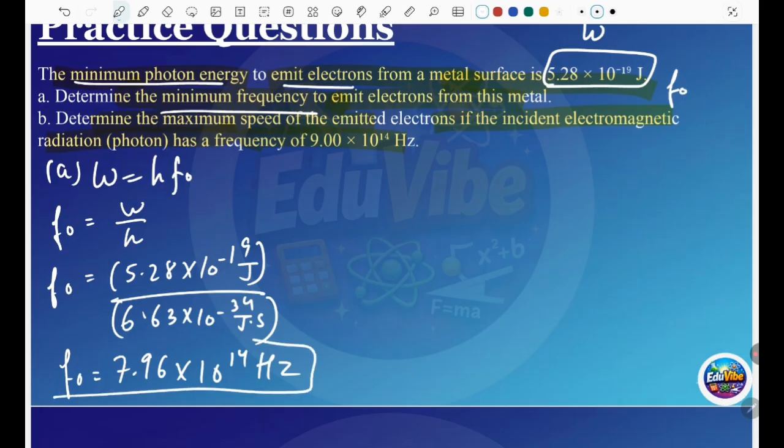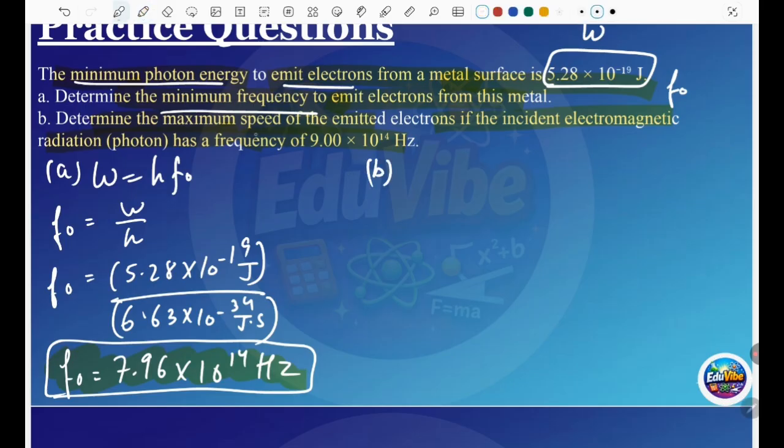This is the non-rounded one. So this is your minimum frequency. They don't directly mention anything about threshold, but you have to know that if there is a minimum, you have to find the threshold frequency. So that's the thing.